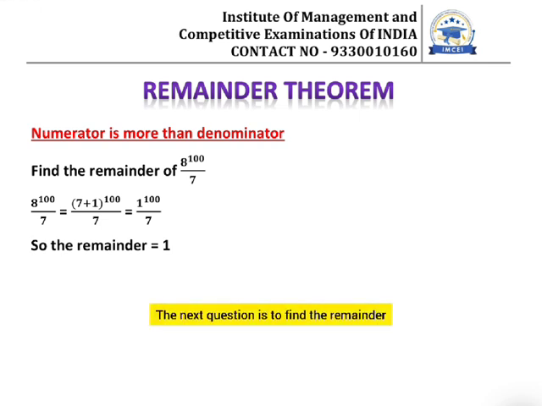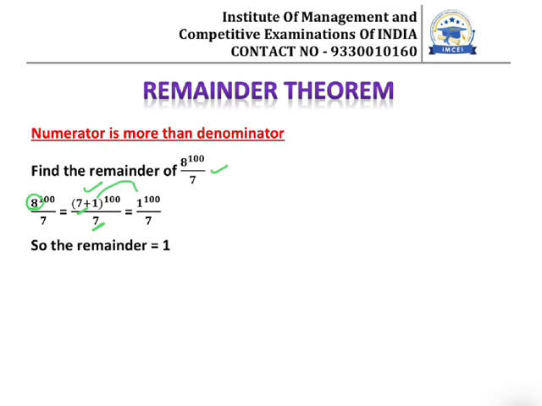The next question is to find the remainder of 8 to the power 100 by 7. Now first, as the numerator is bigger than the denominator, I am splitting 8 as 7 plus 1. Now 7 is divisible by 7, so 1 is left. So 1 to the power 100 by 7. Now 1 to the power 100 is 1. Now if I divide 1 by 7, the remainder will remain 1.